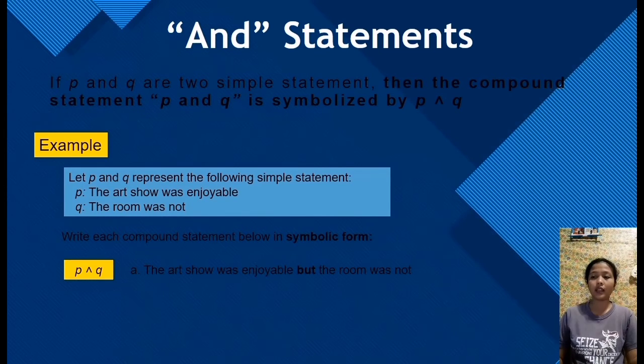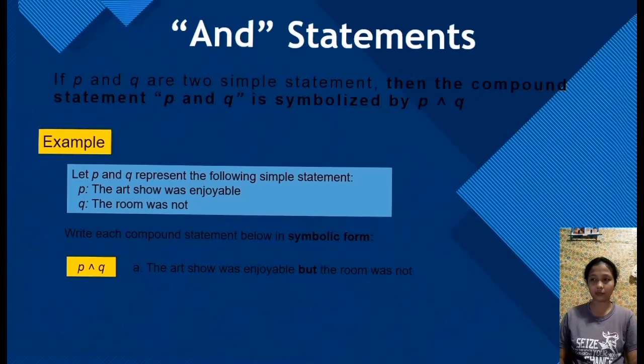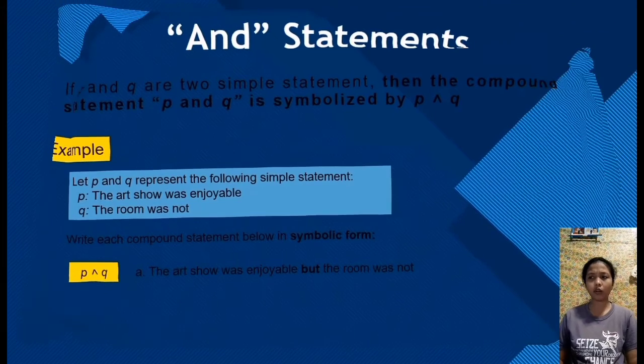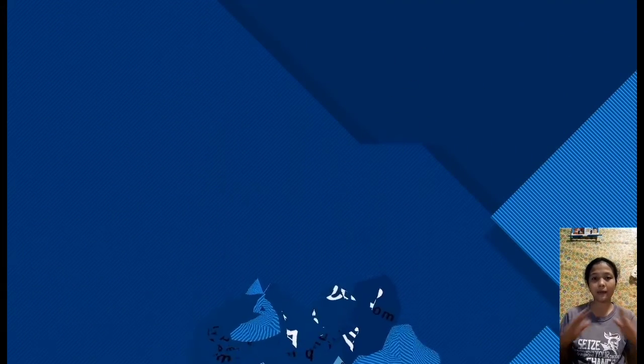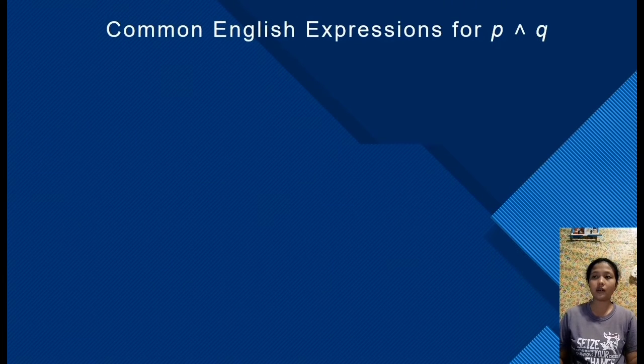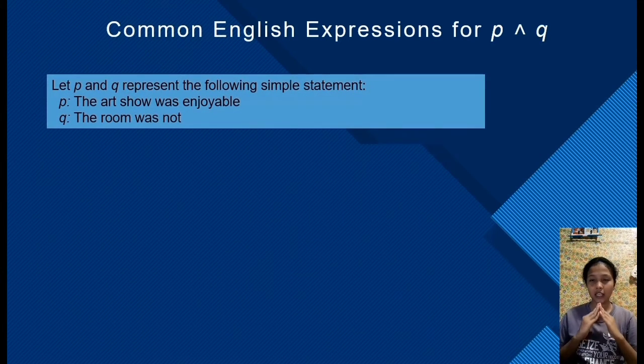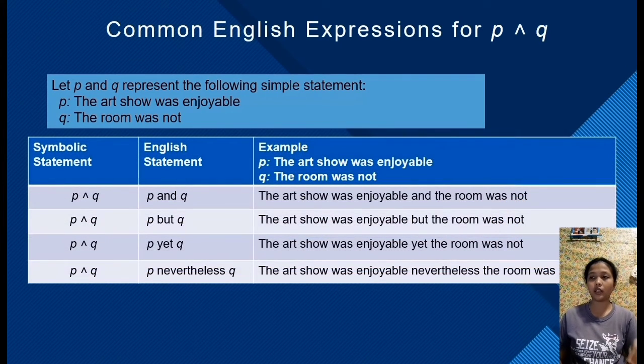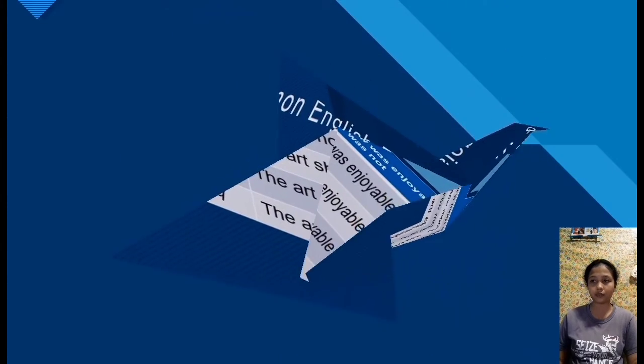Like this. The art show was enjoyable, but the room was not. The symbolic form is P and Q. The and statement has common English expressions connecting P and Q. The English words are and, but, yet, and nevertheless.